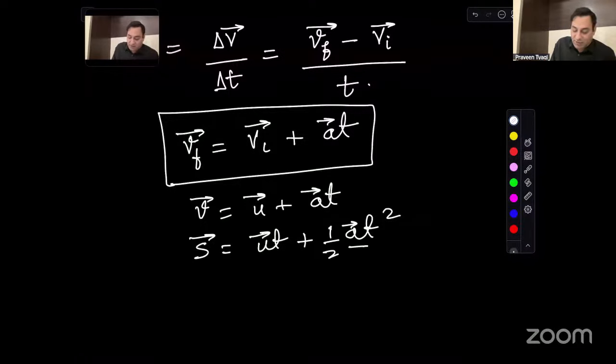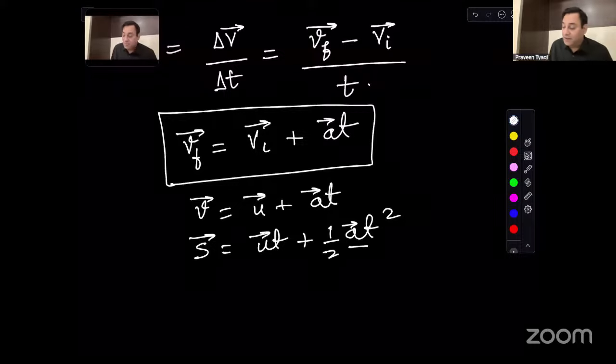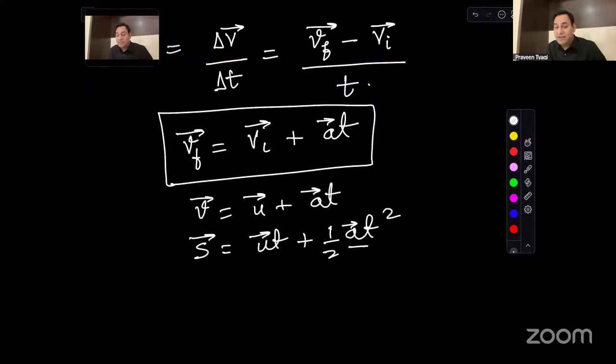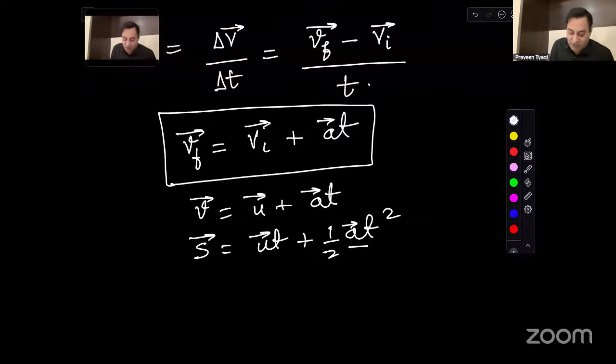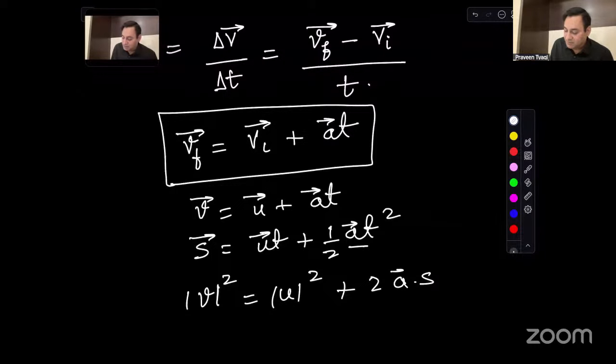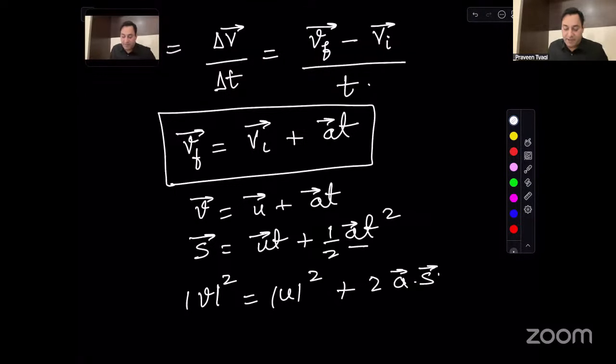There is another equation that you remember in equations of motion. Is there any other equation you remember? V square is equal to U square plus 2AS. Yes, here it is magnitude squared. V square is equal to U square plus 2A dot S. But right now I'm writing 2AS. Now, in vector form, these are the equations of motion.